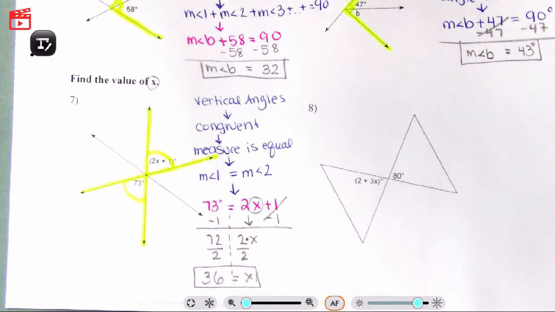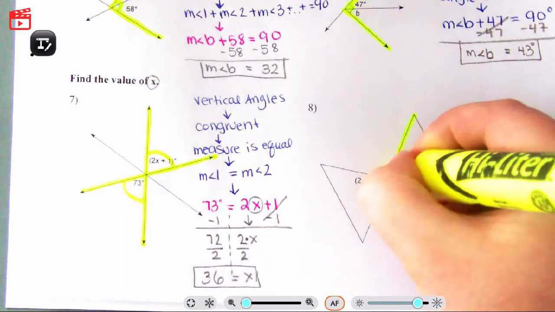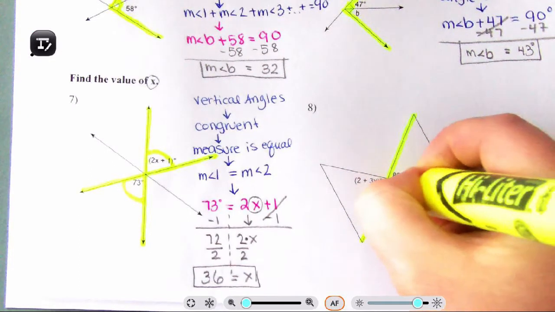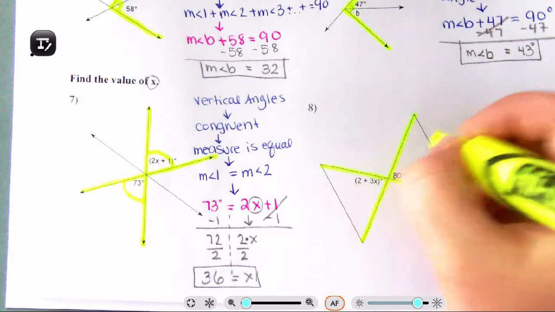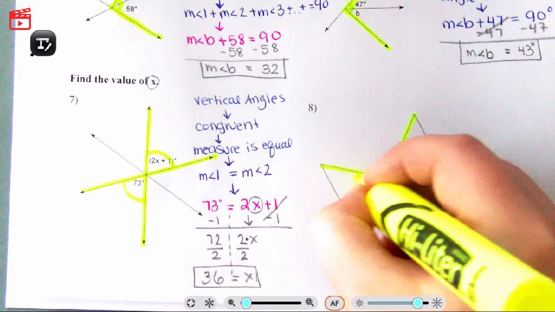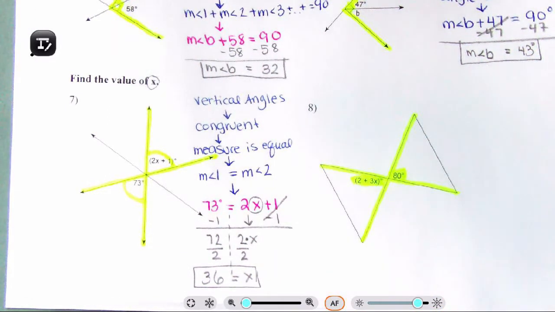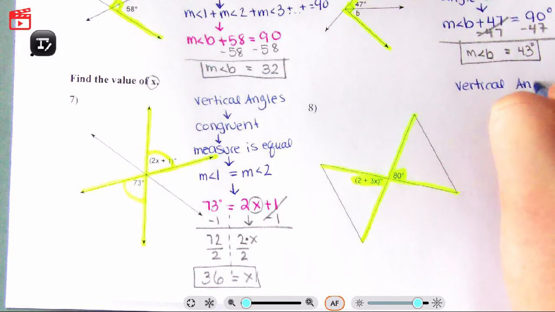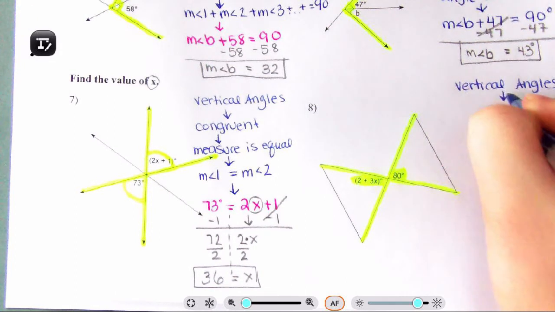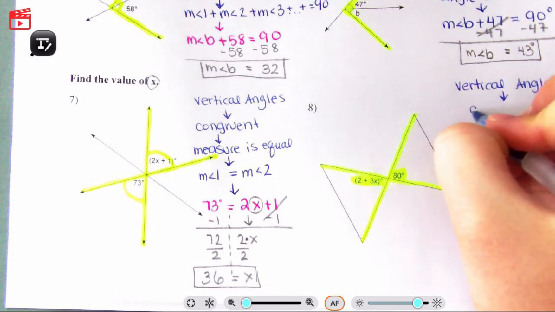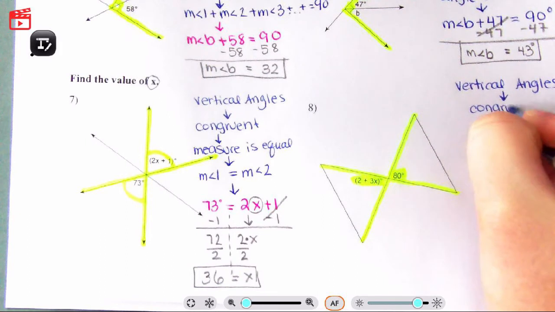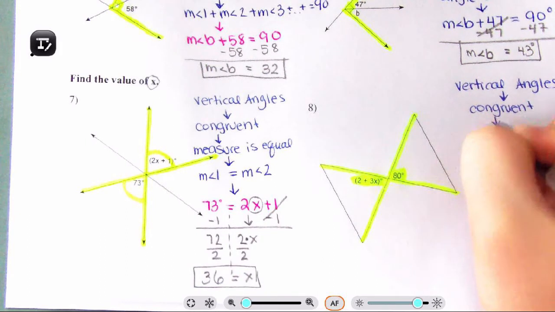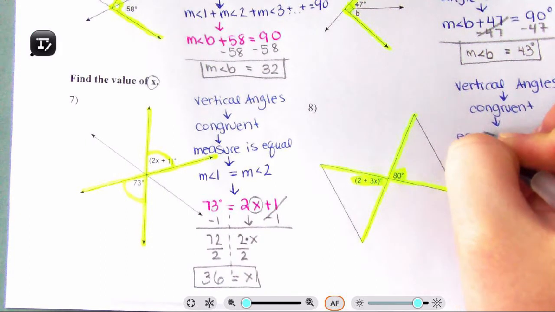Let's try another one. What do we have? You should be able to answer that question without my help now. These two are across from each other. So what do we have? We have vertical angles. What does that mean? That means they are congruent. What does that mean? It means equal in measure.